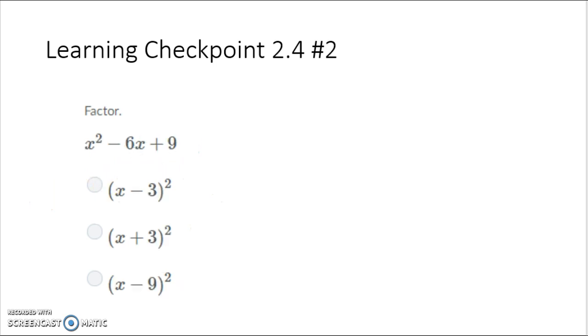Number 2 is asking you to factor the problem, and so you can do this in a couple of different ways. You can do the method that we learned in class, which was to look at your middle term and know that you want to add to make negative 6, and then look at your last term and know that you want to multiply to make positive 9. So I'm going to do it that way first.